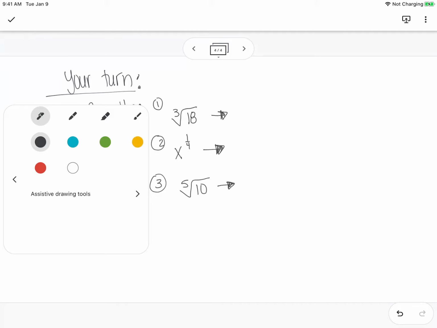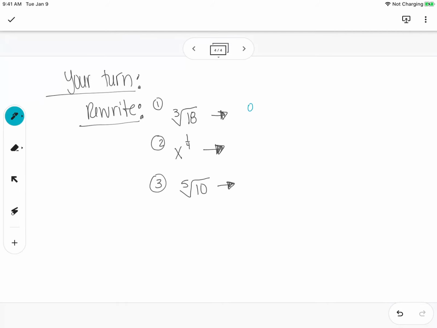All right, so you are going to check your work and see what you got. You have 18 to the 1/3 power. You have the 4th root of x, and you have 10 to the 1/5 power. How did you do? Hopefully you did excellent.